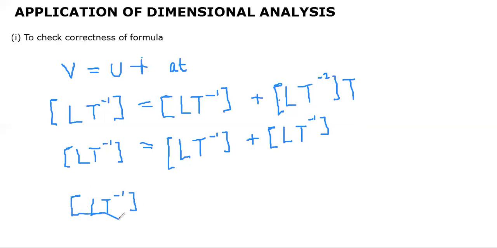In dimension, when two same dimensions are added, it gives the same dimension. For example, L plus L would give you L only. T plus T will give you T only. So similarly, LT minus 1 plus LT minus 1 would give you LT minus 1. Now if you see, on both sides, LT minus 1 equals LT minus 1. Dimensions are same on both sides. That means that formula is correct.